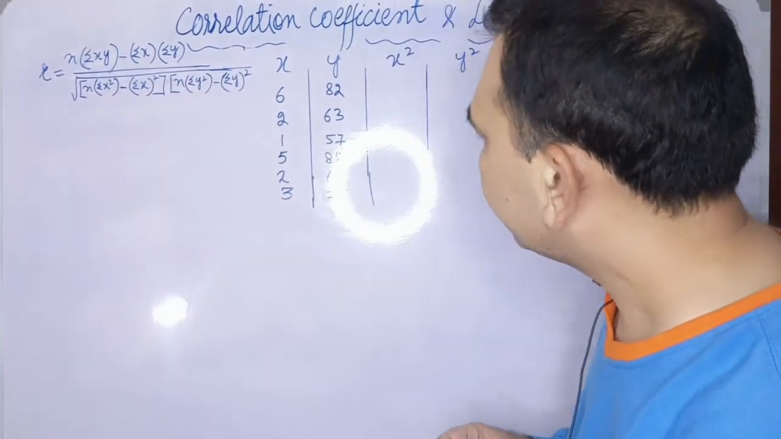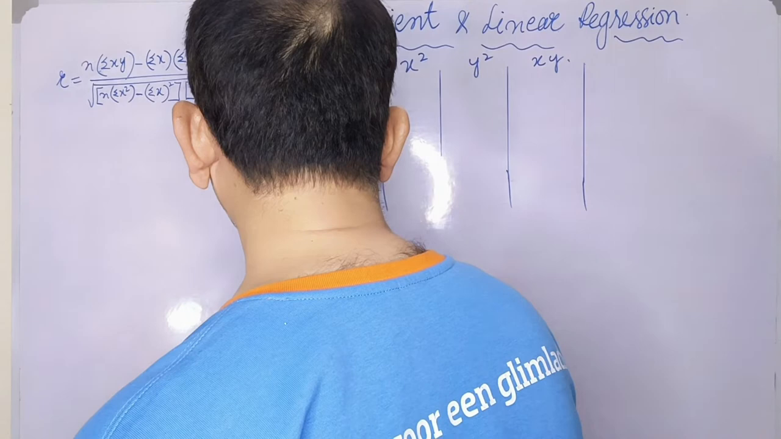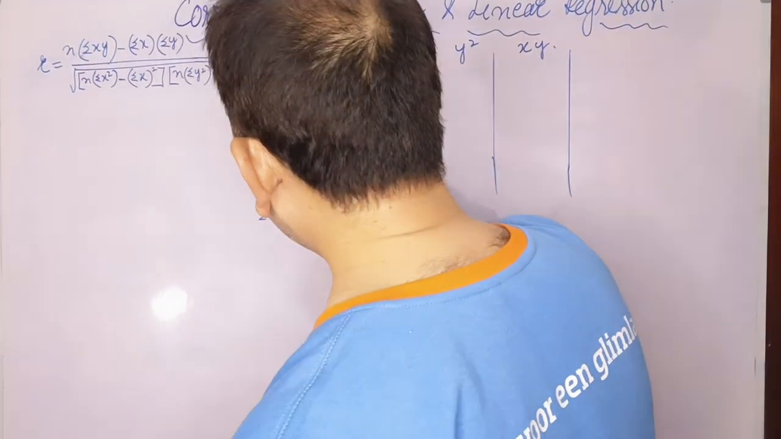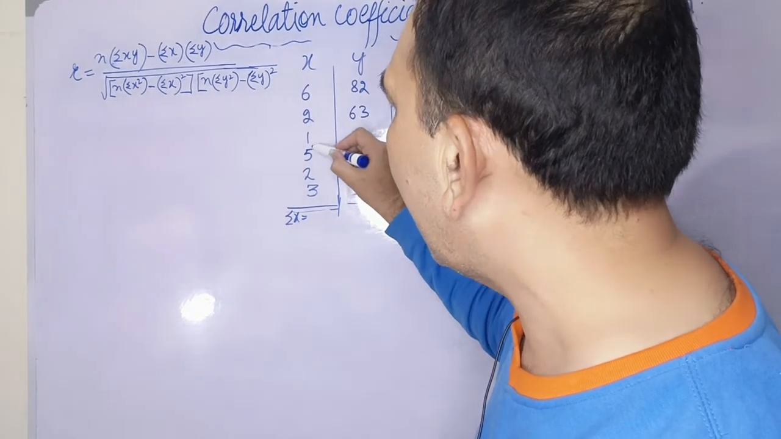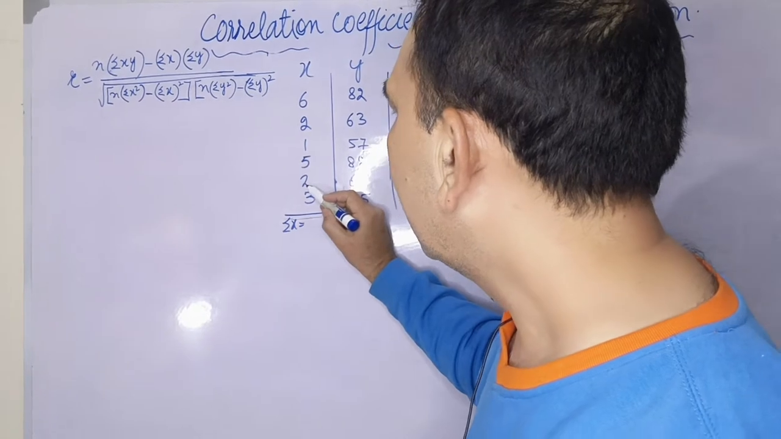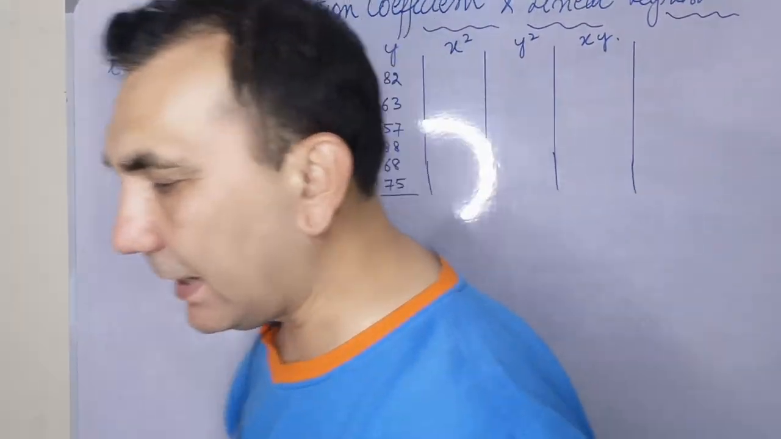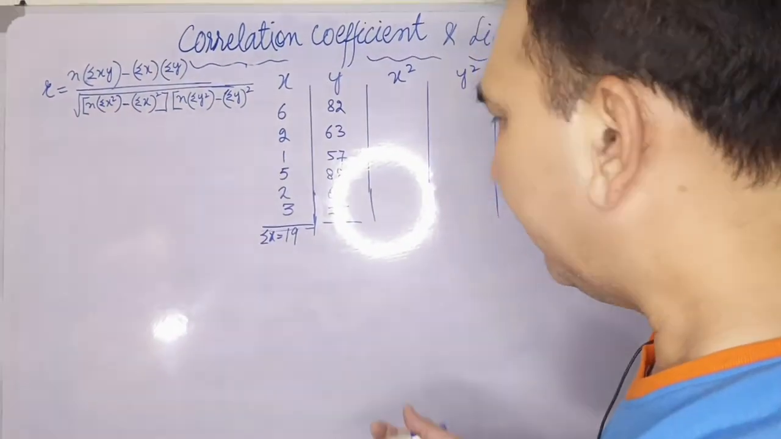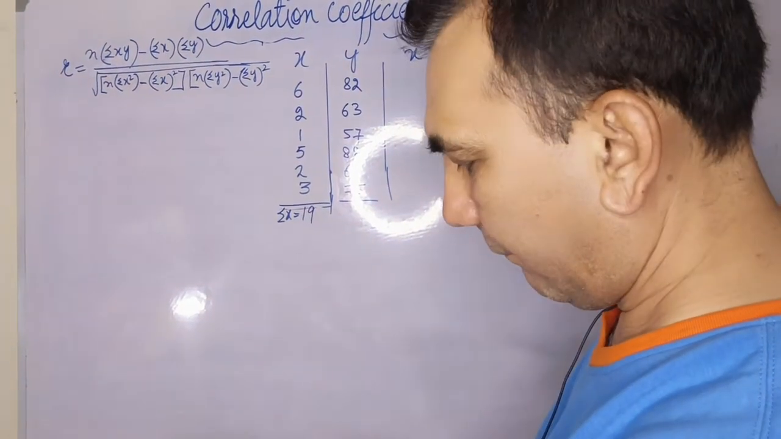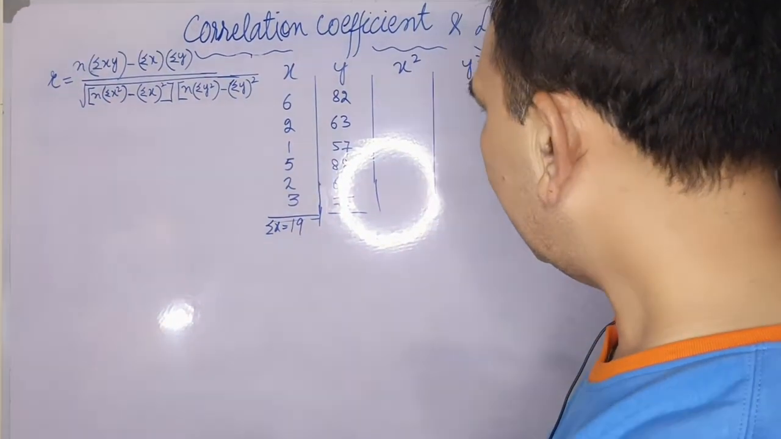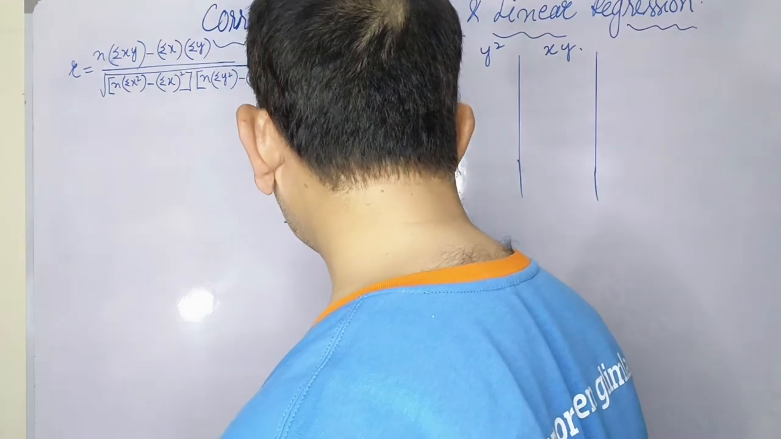Now we need the sum of x and the sum of y. For the sum of x, we sum up all the study hours spent by the six students: 6 plus 2 is 8, 8 plus 1 is 9, 9 plus 5 is 14, 14 plus 2 is 16, 16 plus 3 is 19. The total sum of x is 19. Now let me calculate the sum of y: 82 plus 63 plus 57 plus 88 plus 68 plus 75.